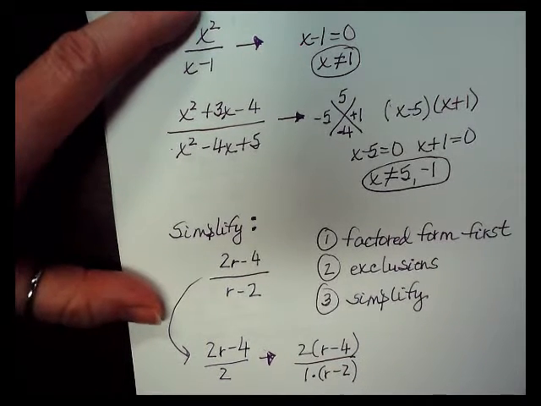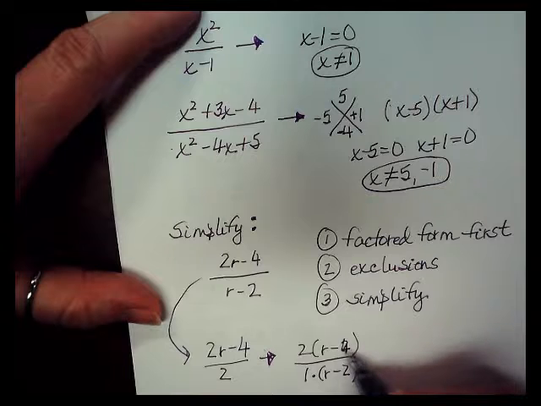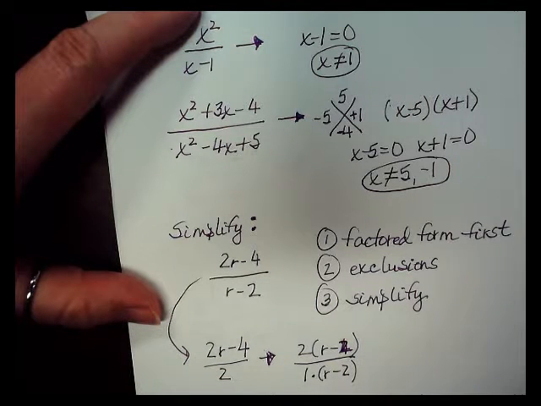Notice, oops, I wrote r minus 4. This should be r minus 2 here, sorry. If you check, 2 times r is 2r, and 2 times that would be -4. So that's how I knew it was wrong.